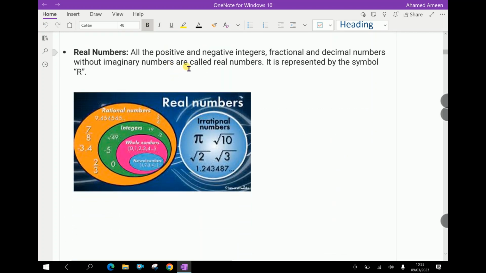Real numbers. All the positive and negative integers, fractional and decimal numbers, without imaginary numbers, are called real numbers. All numbers are real numbers except the imaginary numbers.